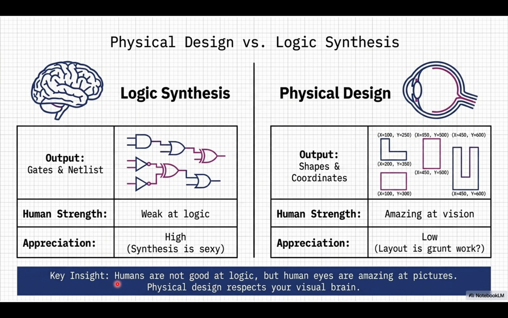But then you have the other side of the fence, which is physical design. Taking that abstract logic and translating it into actual shapes, coordinates, and physical wires on a silicon wafer. And this part is often unfairly viewed as just the heavy lifting, the grunt work. Right, but from an evolutionary standpoint, humans are actually amazing at vision. We're naturally wired to process spatial relationships and geometry almost instantly. If I put a complex maze on a piece of paper in front of you, your eyes can sweep over it and spot the dead ends in seconds.